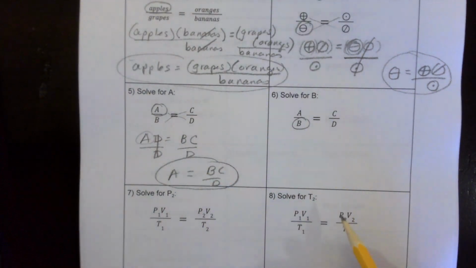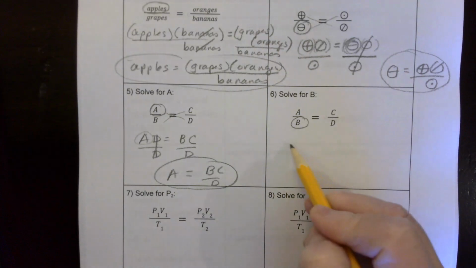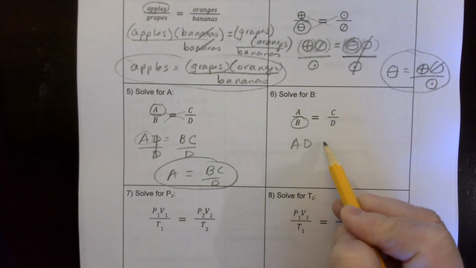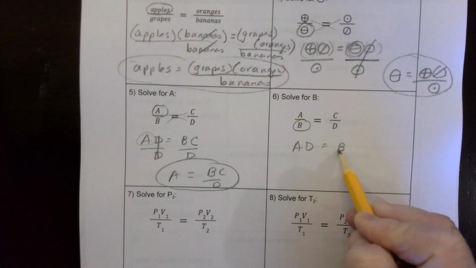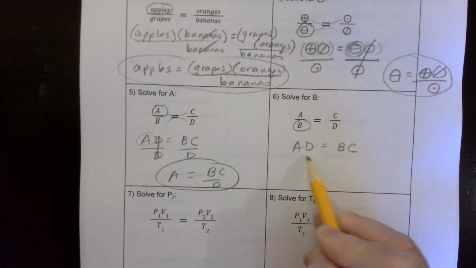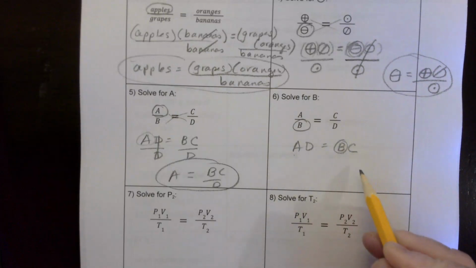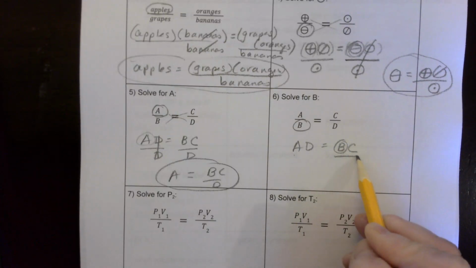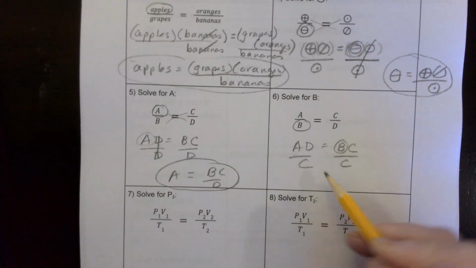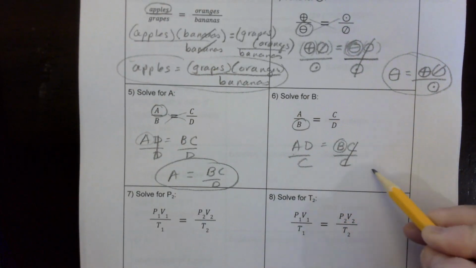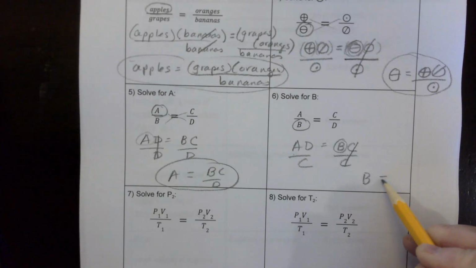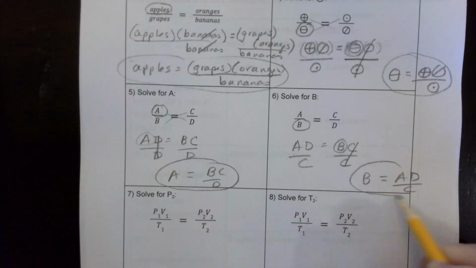This time we're trying to solve for B. Cross multiplying, A times D equals B times C. I'm solving for B, so I'm going to divide both sides by C. And then I'm going to rearrange it so that B is on the left side, so B is equal to AD over C, kind of simplifying and cleaning it up.